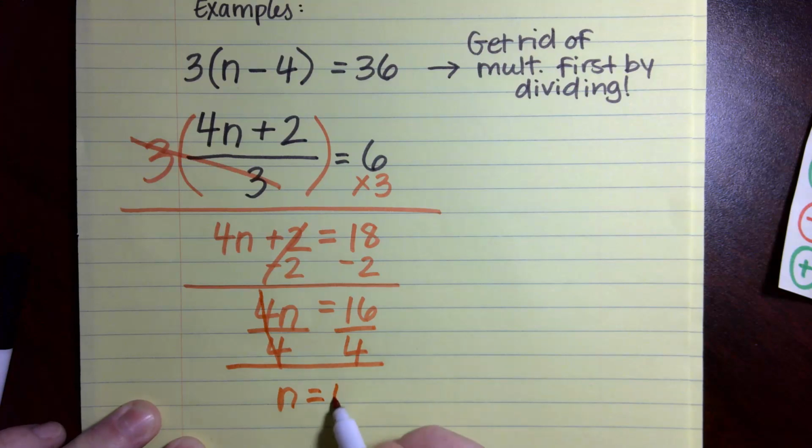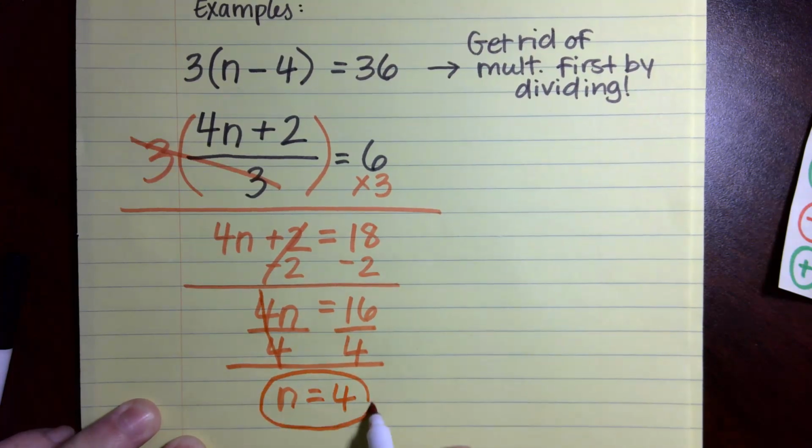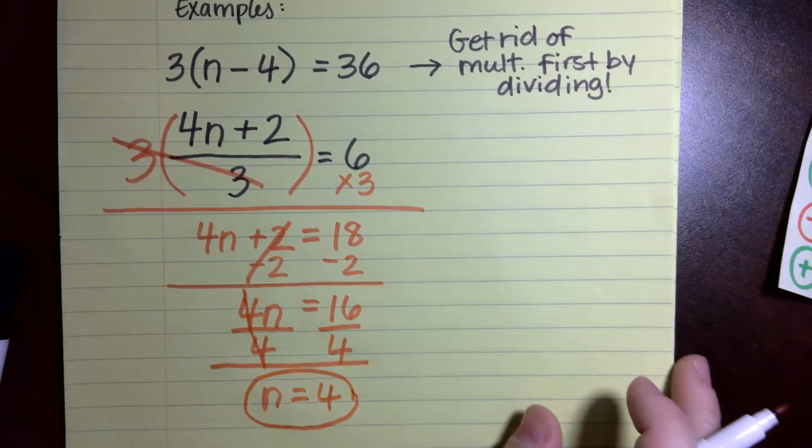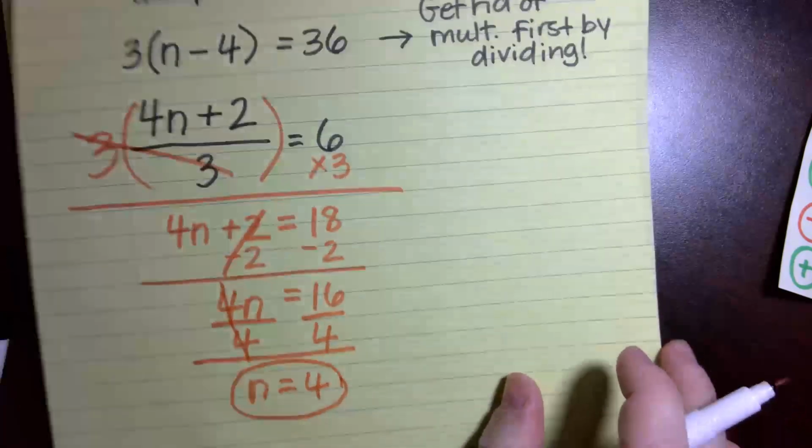And I get n equals, what's 16 divided by 4? 4. Y'all are so smart. Was that so bad? Not at all. Come on, guys. That's awesome. Okay, let's do another example like this.